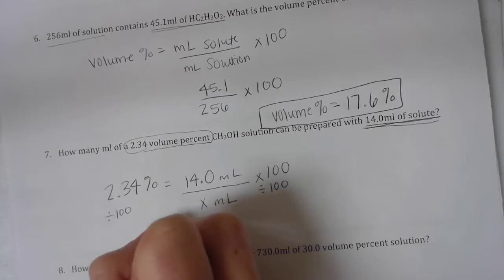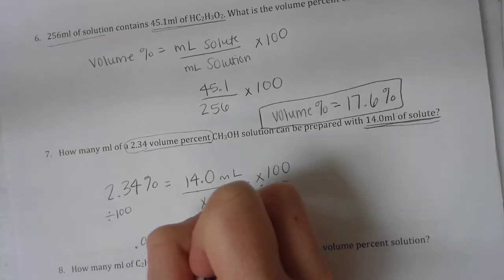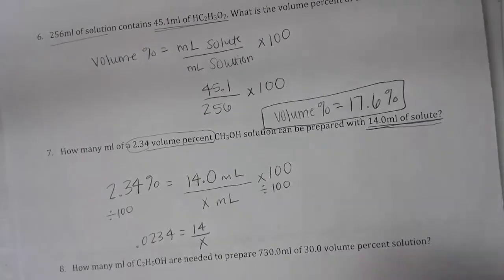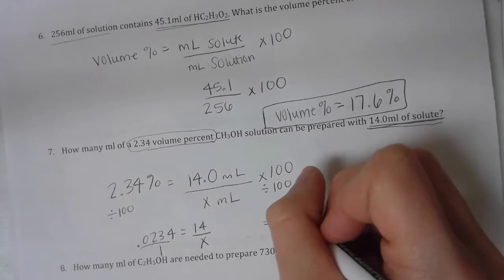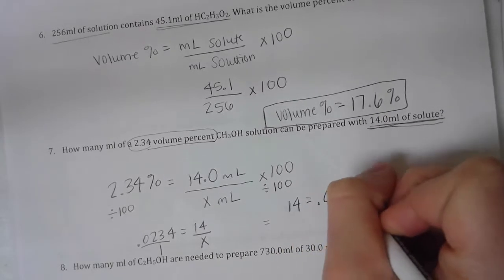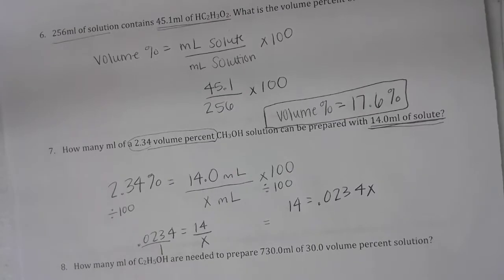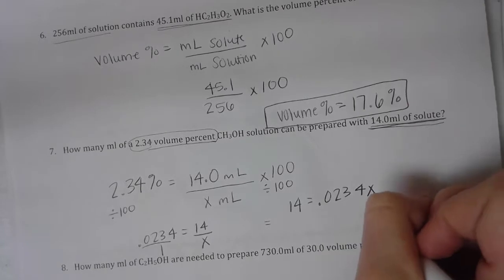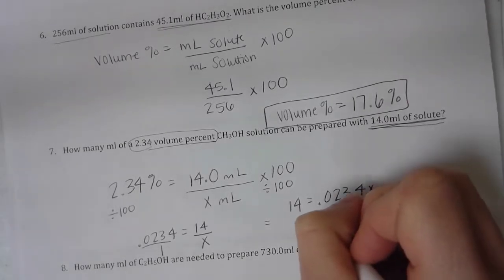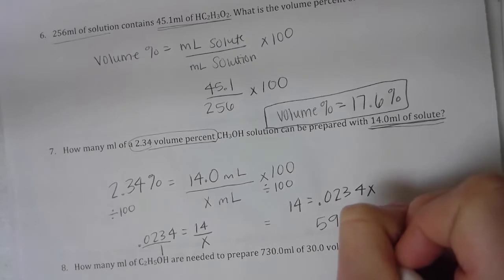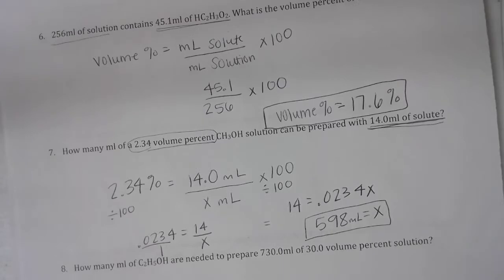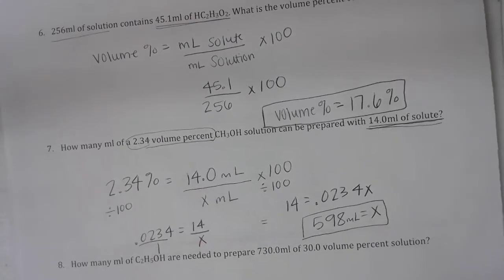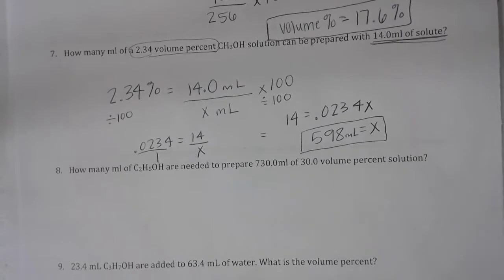So you get 0.0234 equals 14 over x. To solve the proportion, just put that over 1 and cross multiply. So I get 14 equals 0.0234x. Divide both sides by 0.0234, and you'll get x is 598 milliliters. That makes sense because that 14 was only about 2% of the total.